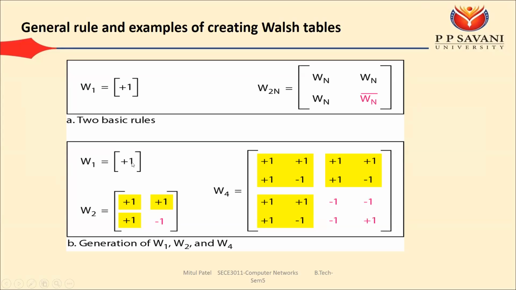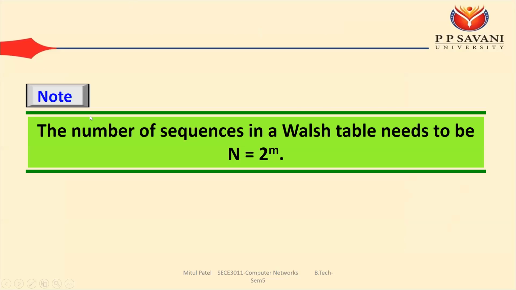2 raised to 0 is 1. 2 raised to 1 gives a 2 chip sequence. 2 raised to 2 gives a 4 chip sequence. 2 raised to 3 gives an 8 chip sequence. So in W8 we will have a total of 8 chip sequences, or 8 different codes. The number of sequences in a Walsh table needs to be n equal to 2 raised to m, and the m value starts from 0, 1, 2.